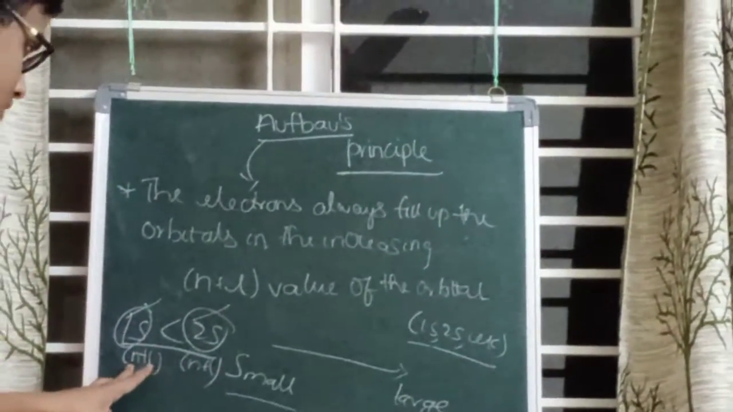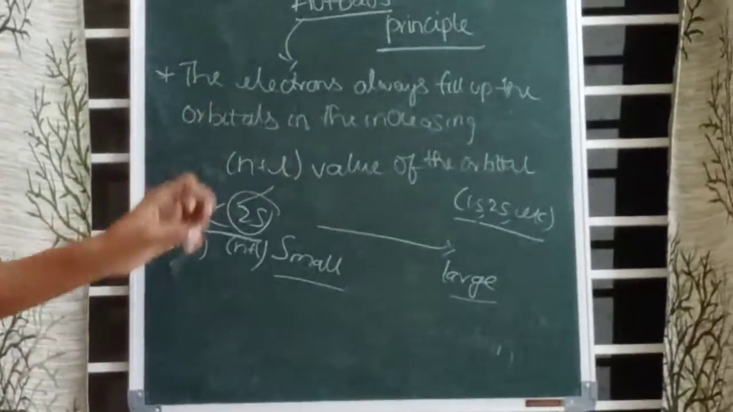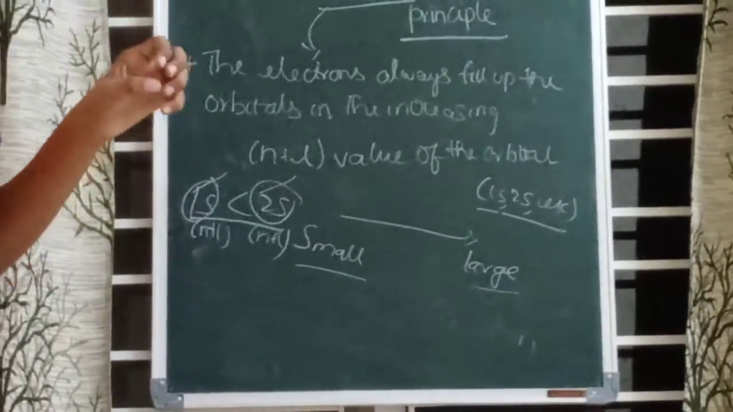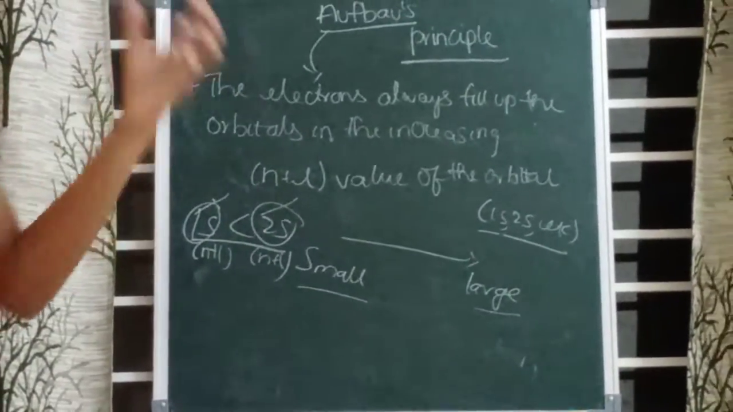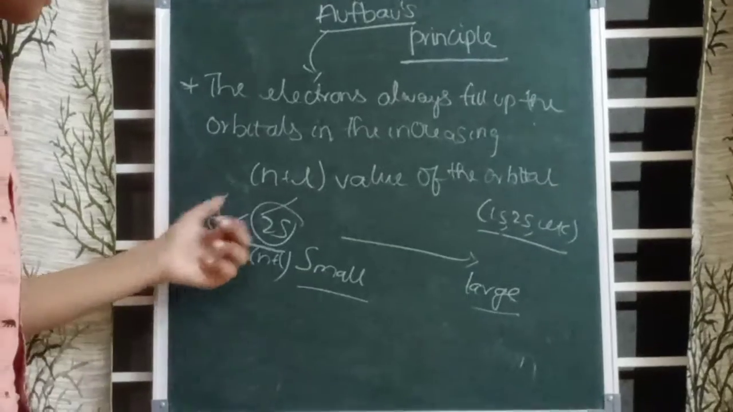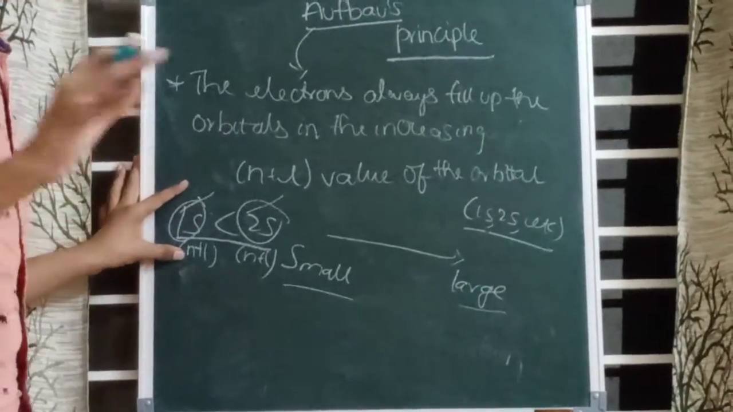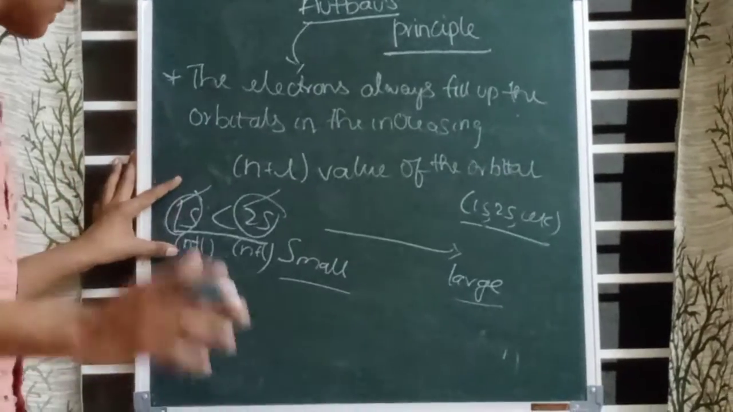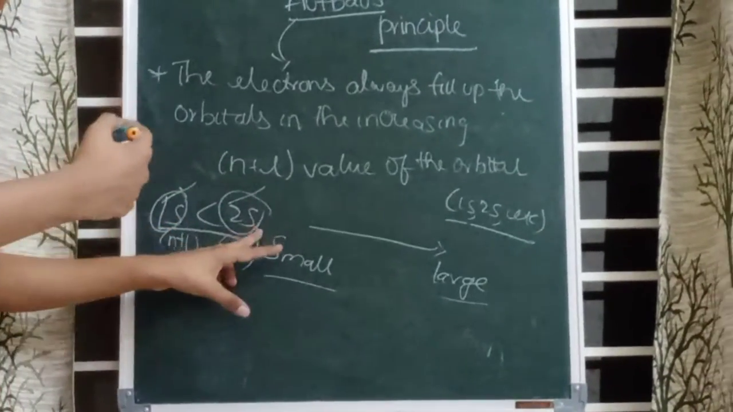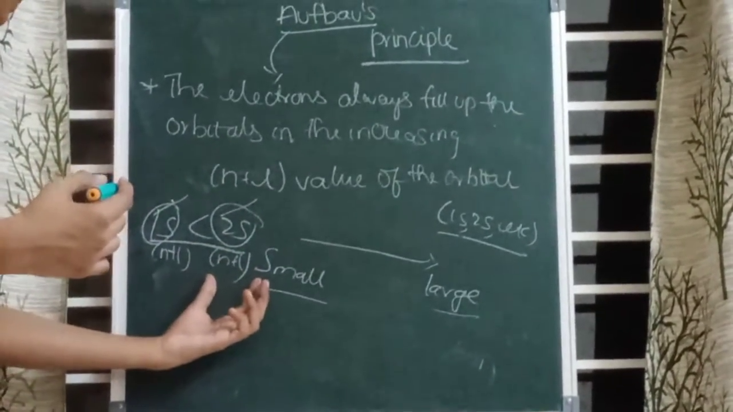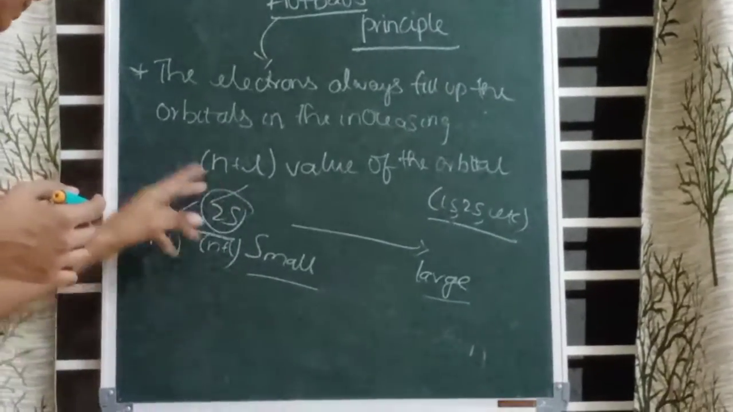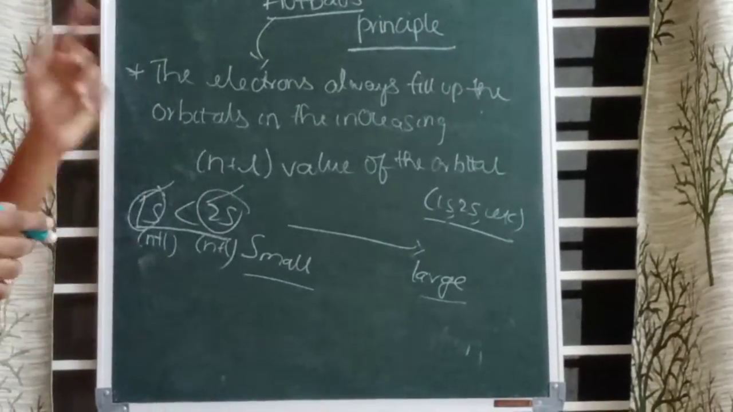So on the basis of the n plus L value, the orbital which has a small value fills first, and the one which has a large value will be filled next. That is what we discussed in the example. We are not generalizing the statement, let us consider: 1s is less than 2s means the n plus L value of 1s is less than that of 2s, so it will first fill 1s and then 2s.